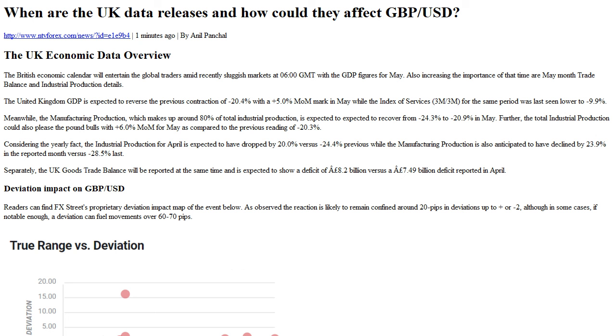As observed, the reaction is likely to remain confined around 20 pips in deviations up to 1 or 2, although in some cases, if notable enough, a deviation can fuel movements over 60-70 pips. How could it affect GBP USD?